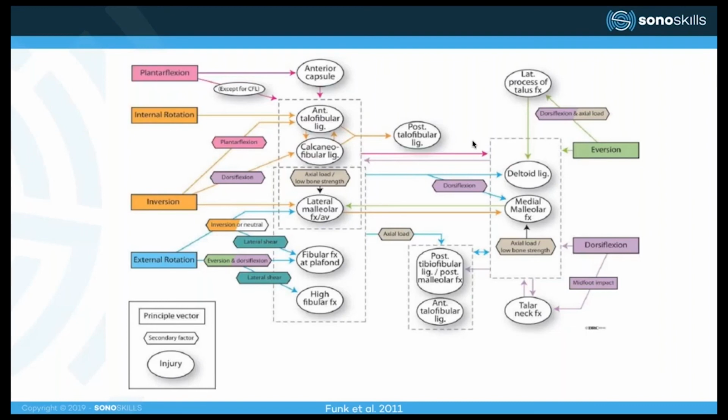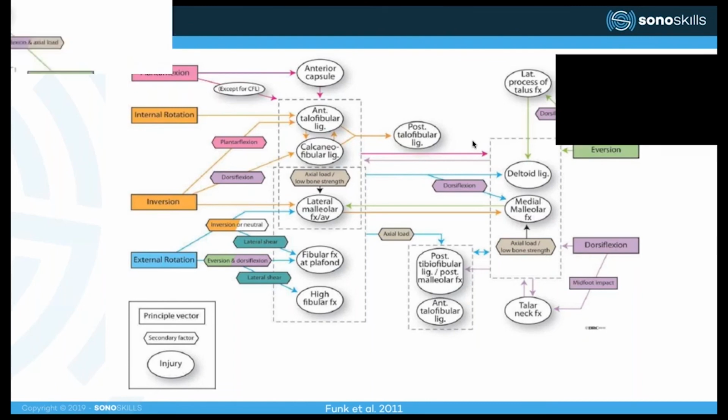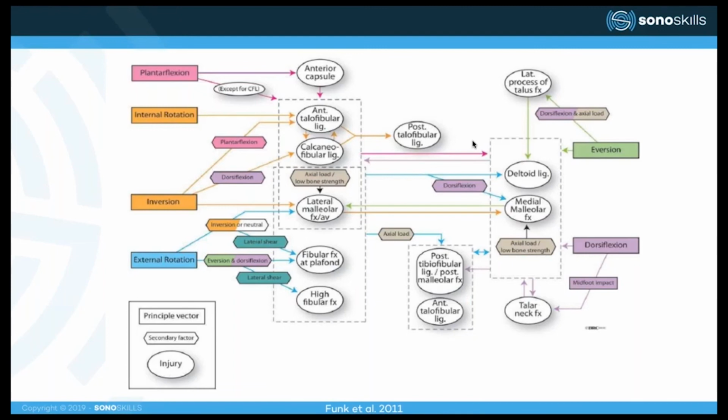So the last slide I want to show you is a flowchart. On the white oval circles, if you see the calcaneofibular ligament, if you follow the yellow arrow pointing to the calcaneofibular to the left, first you end up in dorsiflexion and then in inversion. So if you make an inversion and a dorsiflexion, you test the calcaneofibular ligament. If you make an inversion and a plantarflexion, you test the anterior talofibular ligament. So this is a flowchart made by Funk et al. And yeah, it can be helpful for your clinical reasoning and testing functionally.